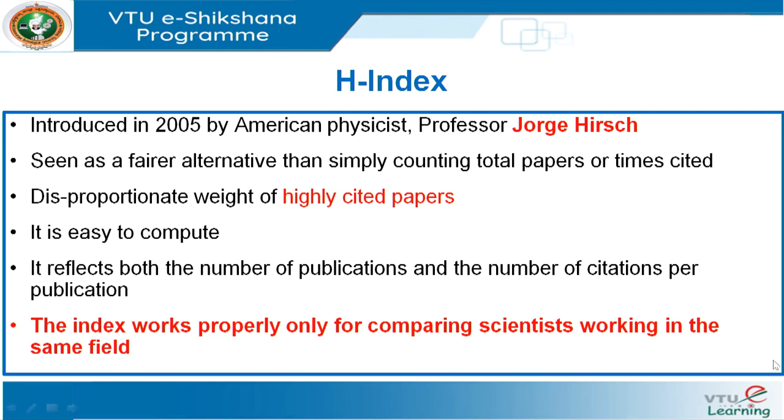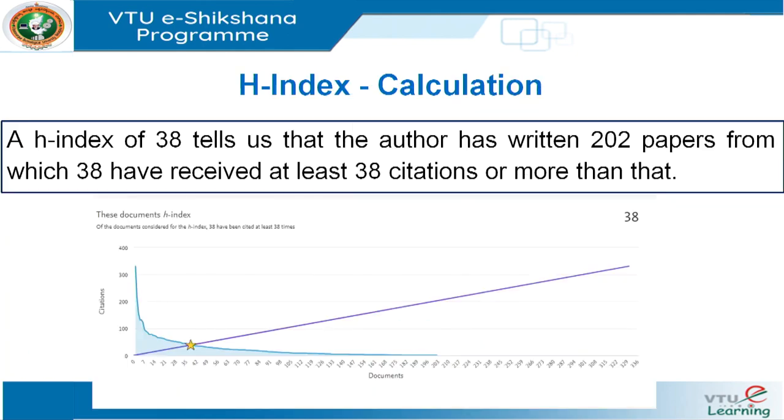The index works properly only by comparing authors working in the same field. Again, you should not compare orange with apple. An author's H index should be compared with another author of the same discipline. So how is the H index calculated?